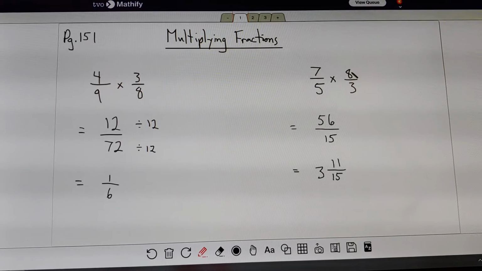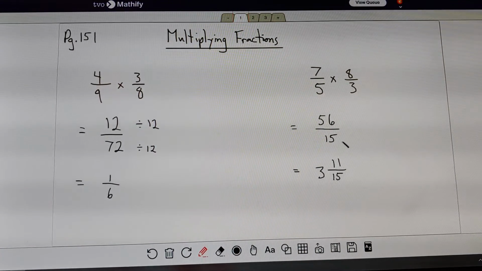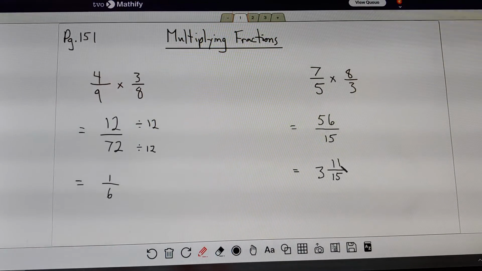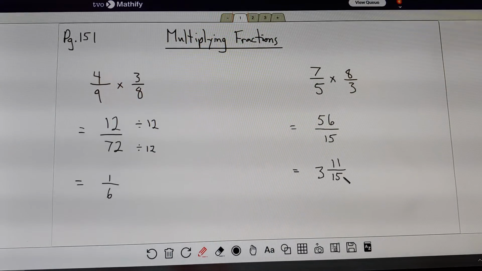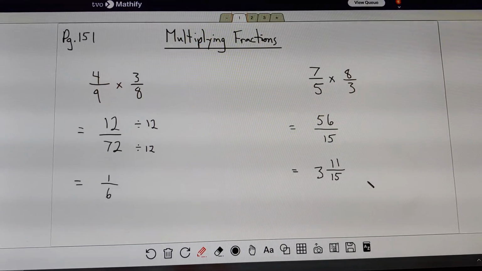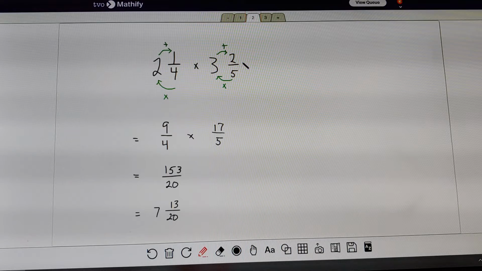Okay, so next example: 7/5 times 8/3. Multiply the numerators. 8 times 7, 56. Multiply the denominators. 5 times 3, 15. Improper fraction. How many groups of 15 can I get in a 56? 3 whole groups, which would be 45, and 11 are left over. 11's a prime number. 15 is not divisible by it. Done! Yay!